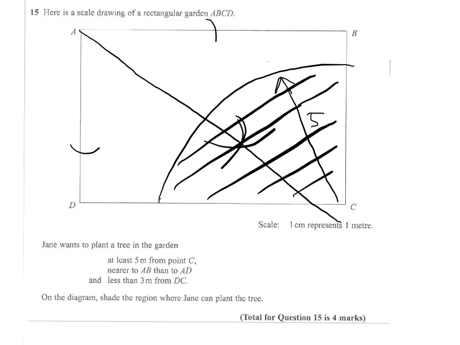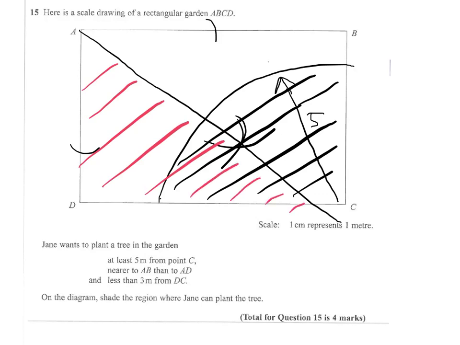Now we have got to be nearer to AB than AD. So I'm going to shade out all the points that are nearer to AD. So I'll choose a different colour for that. So not allowed to go in the red area.